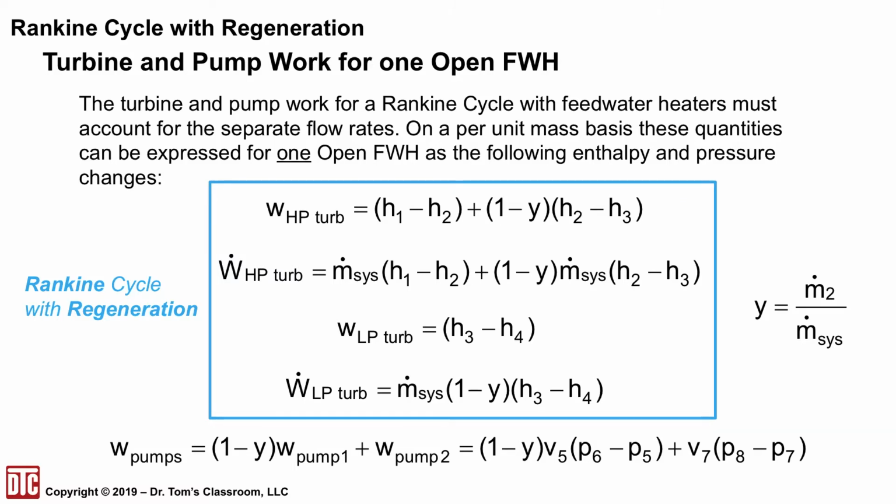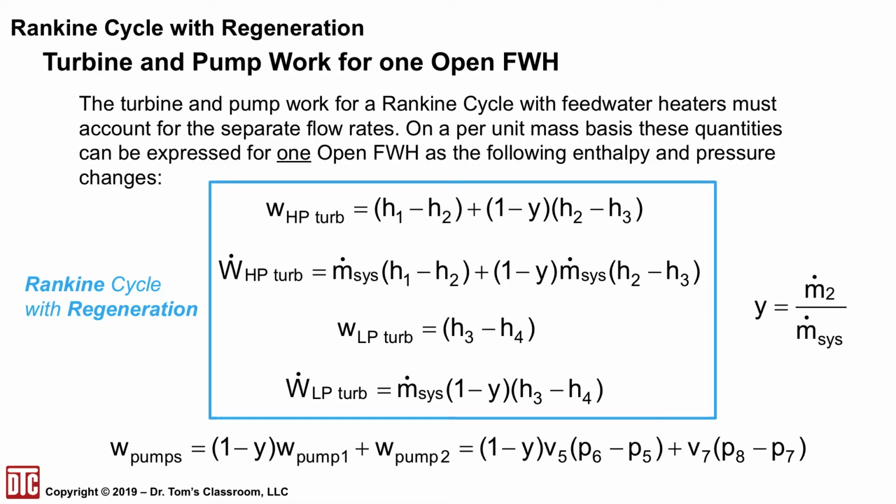Okay, and then there is the expression for W dot high pressure turbine, which really is just m dot system multiplied through, where appropriate. So we've got m dot system (h1 minus h2), plus (1 minus y) m dot system (h2 minus h3). So that's really the difference between those.